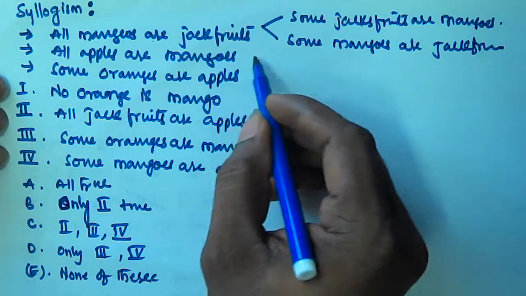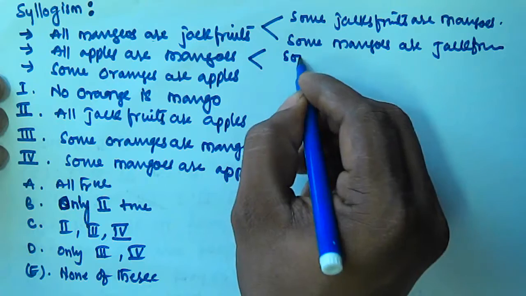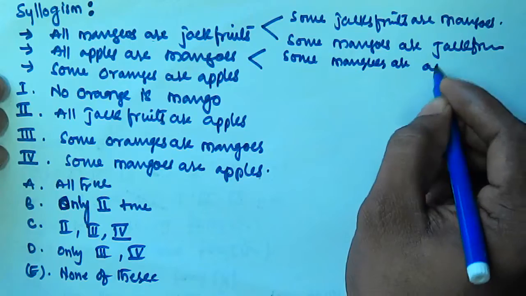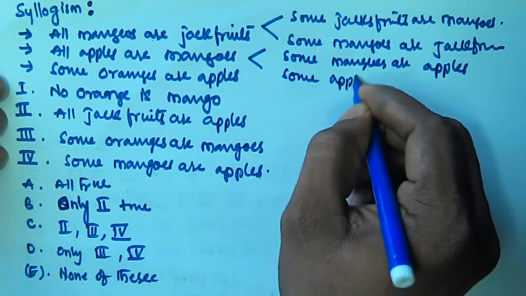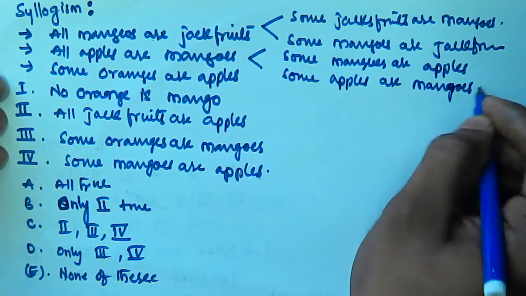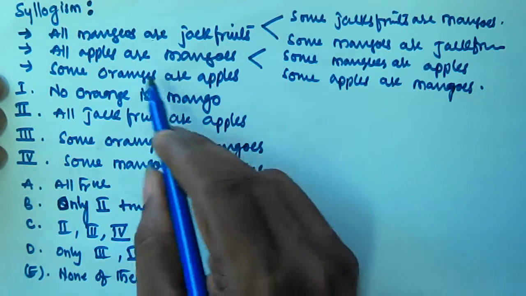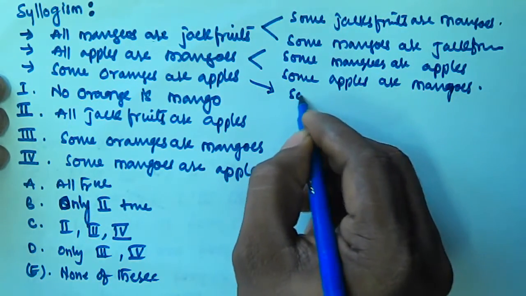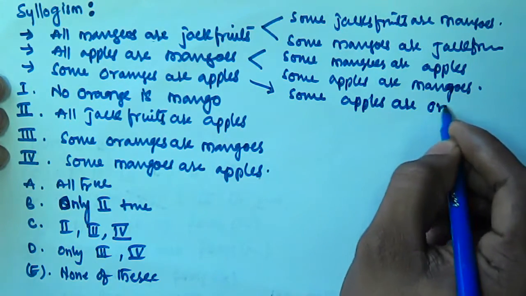Again, from all apples are mangoes, which is also an all statement, we can derive two. That is some mangoes are apples, and some apples are mangoes. If all apples are mangoes, then some apples are also mangoes. Next we have some oranges are apples. When some is there, we can interchange these two, so we get some apples are oranges.